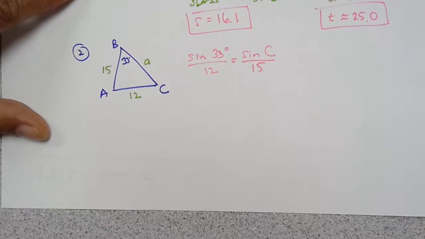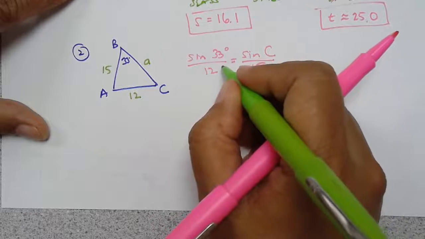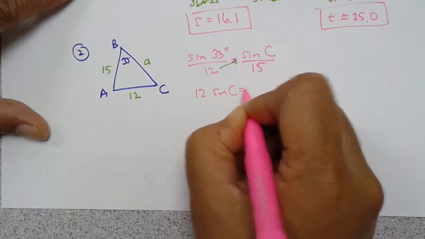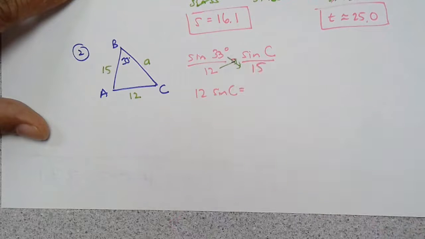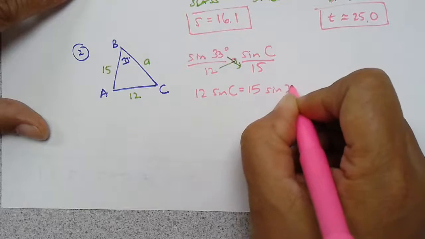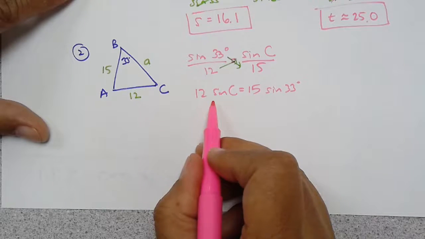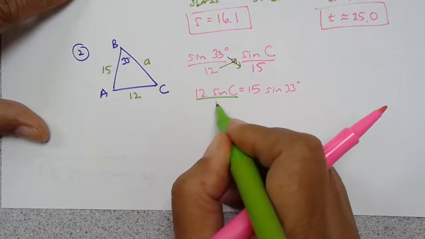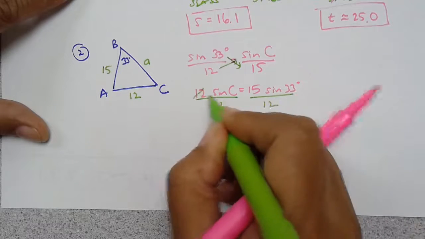All right, I'm going to go ahead and start by cross multiplying. So I have 12 times sine C equals sine 33 times 15. I usually write the number in front of sine. All right, I need to get sine C by itself, so I'm going to divide both sides by 12.